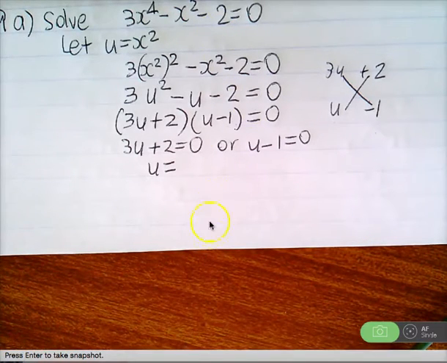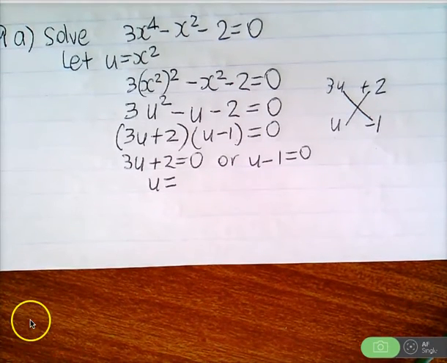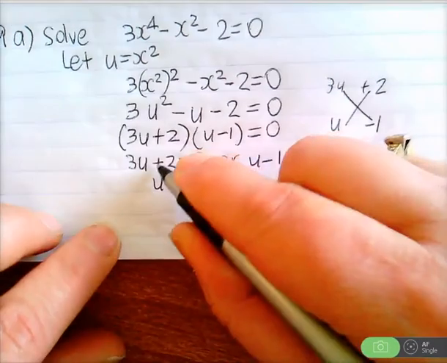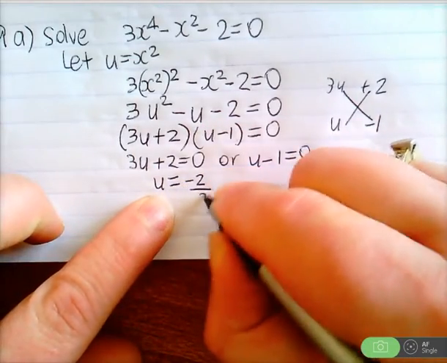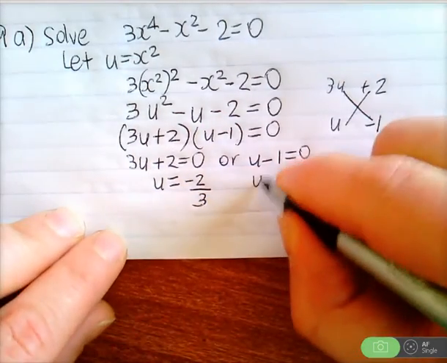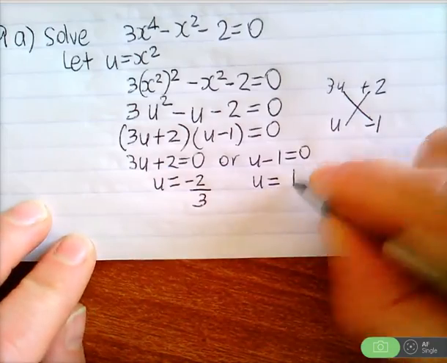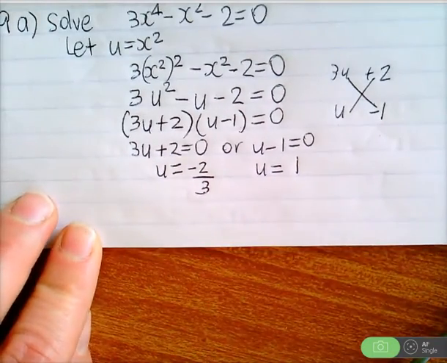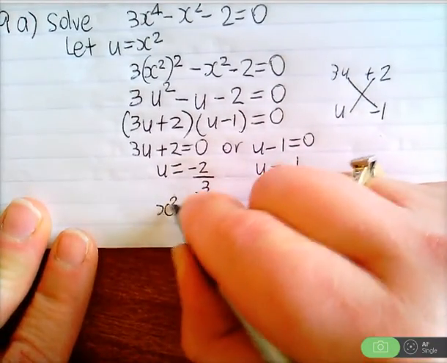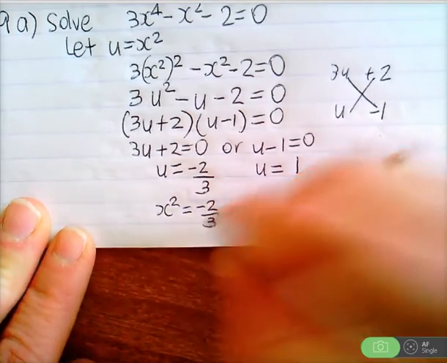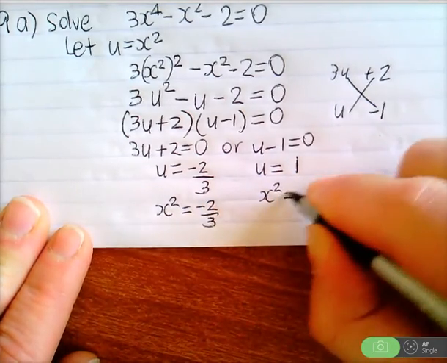The plus 2 comes over, becomes minus 2, then you divide by 3, or u is 1. But girls, what does u equal? So x squared is negative 2/3, or x squared is 1.